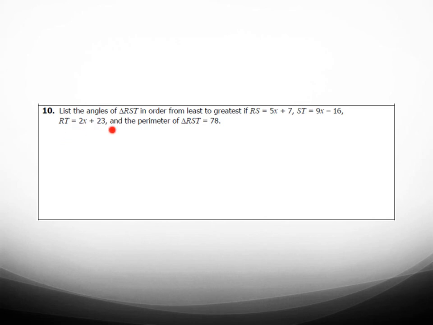Reading the directions, it says list the angles in order from least to greatest, and they're giving us information about the sides. They're telling us that the perimeter is equal to 78. So to set this one up, you're going to add up everything and set it equal to 78. Try that and then hit play.